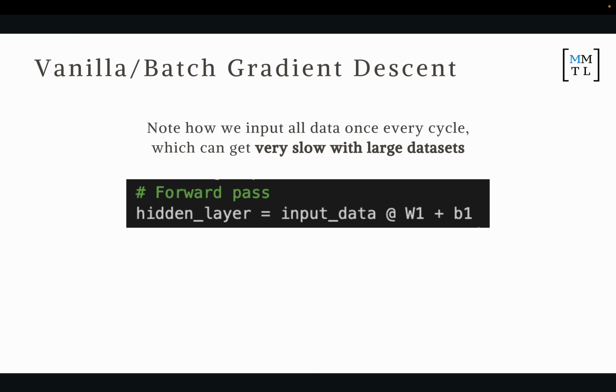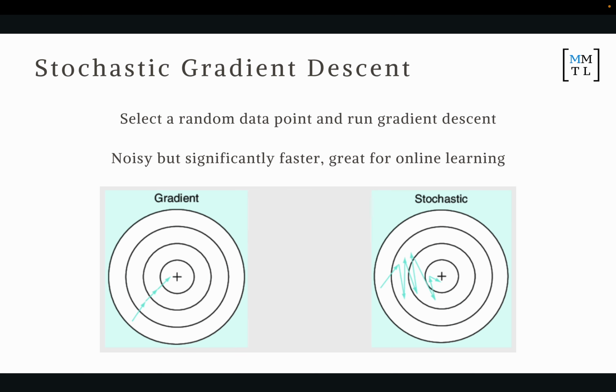As data sets get bigger and bigger, vanilla and batch gradient descent get more inefficient, because you're processing huge amounts of data, potentially even trillions of gigs or whatever. If we import all the data once every cycle, this gets very, very slow with large data sets. And so people were wondering, can we do better? Because as data sets are growing, this becomes a very inefficient method.